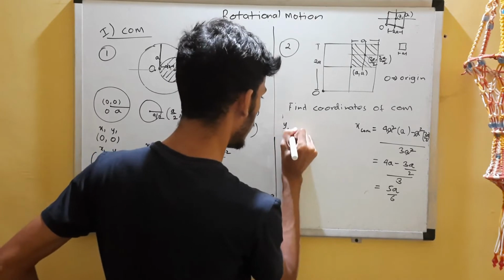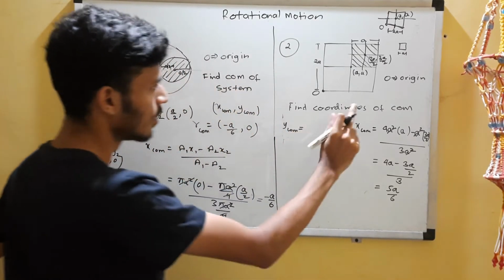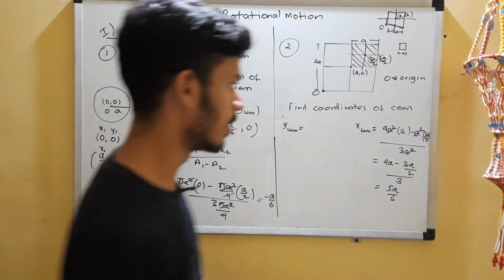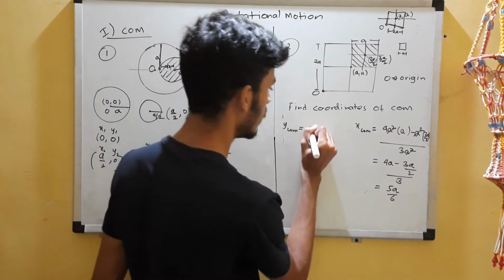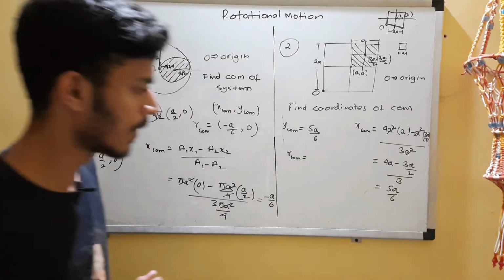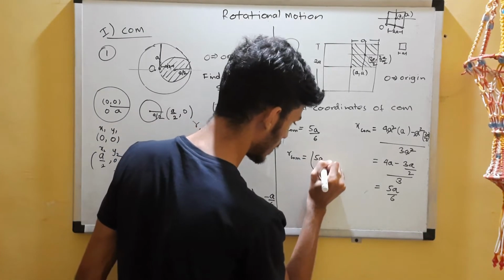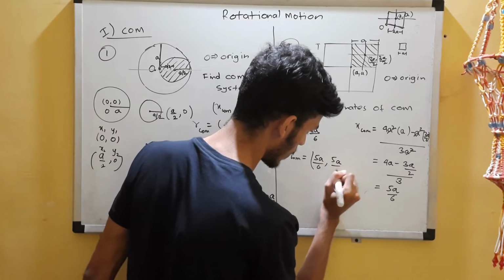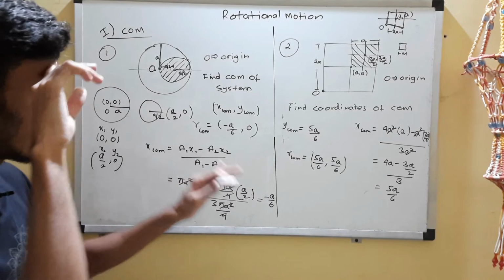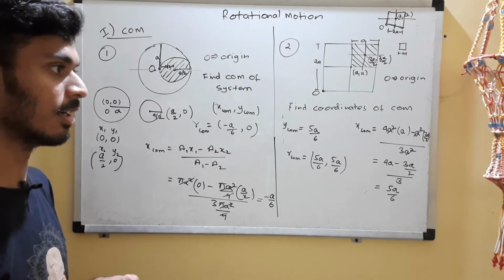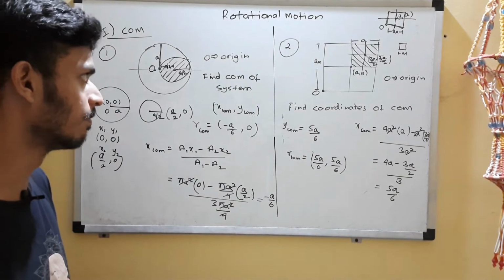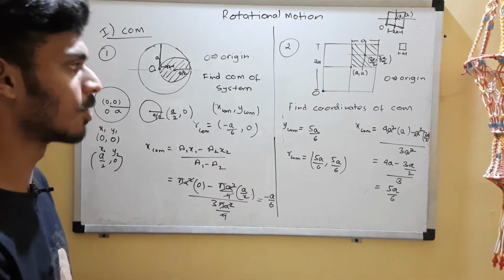Similarly you can find the y coordinate, that will be a1 y1 and so on. If you see, the x and the y coordinates are the same in both cases, so the same story will go, and the answer you'll get is 5a by 6. So basically R COM will be 5a by 6 comma 5a by 6. This is how you solve such types of questions. I hope it was simple. You just have to use this formula, where x1 and x2 stand for the coordinates of the center of mass of the respective areas.